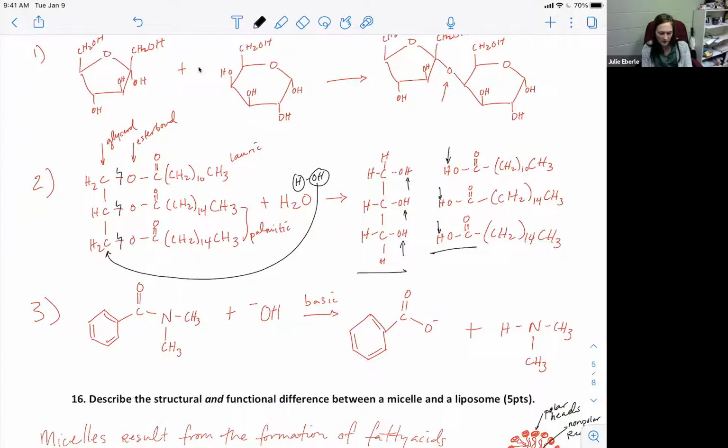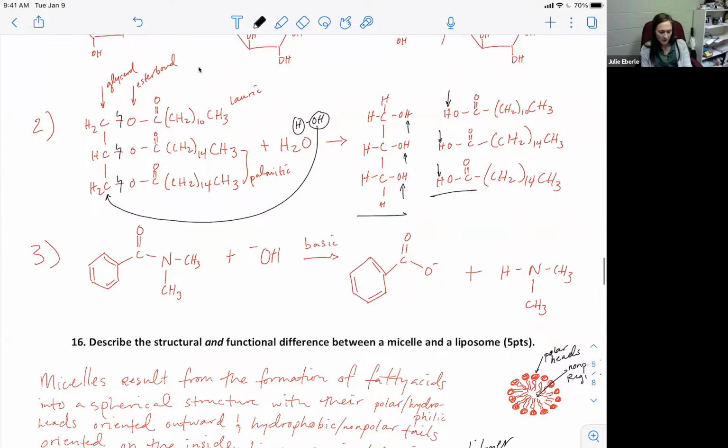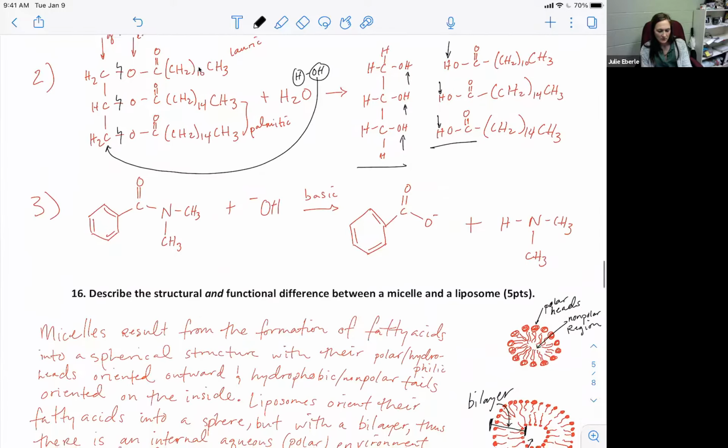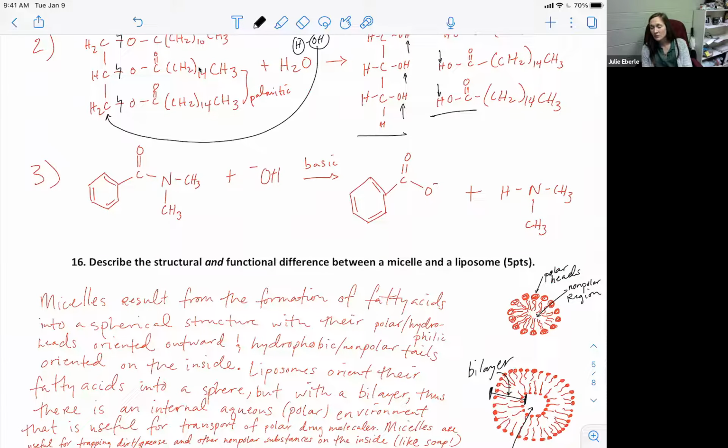The hardest part with this is that the fatty acid chains are so long, it's hard to orient things properly the right way. Nobody did 3, so I'm not going to walk through 3, but that was hydrolysis of an amide under basic conditions. I didn't anticipate anybody would do number 3. I thought that was the hardest one, but I threw it on there just in case.